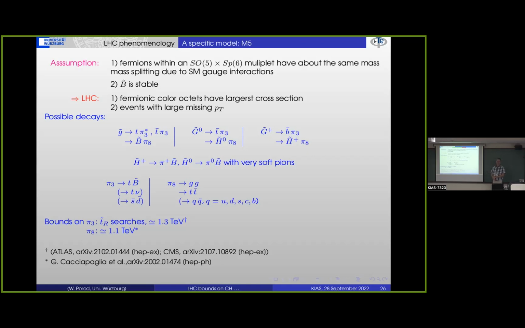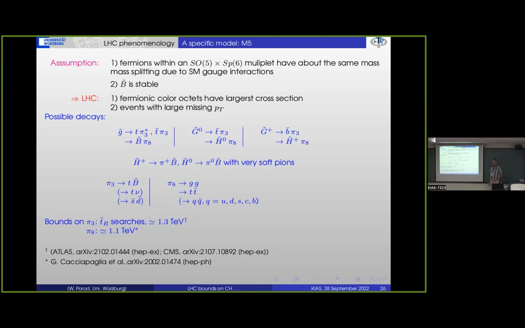But pi 3s would have to form bound states with the quarks, yes. But they would form either neutral and charged ones. That's a problem with cosmology. So this would work from the collider aspect, but not in terms of cosmology. For the pi 8, the decays are basically prompt, and you get bounds from pair production with two-jet signatures, and this has been looked for.